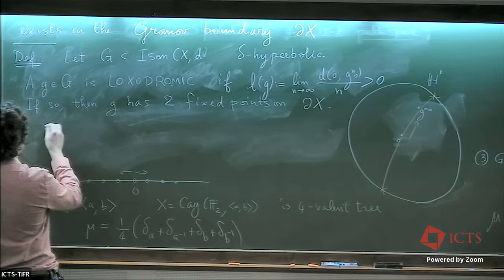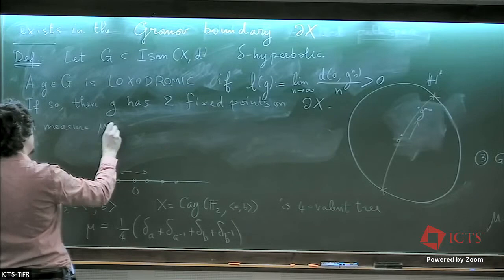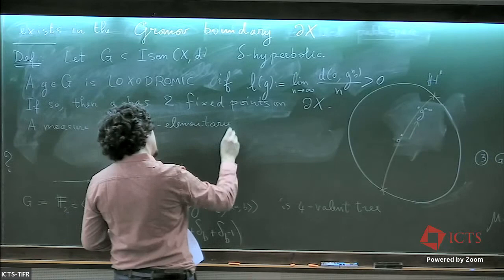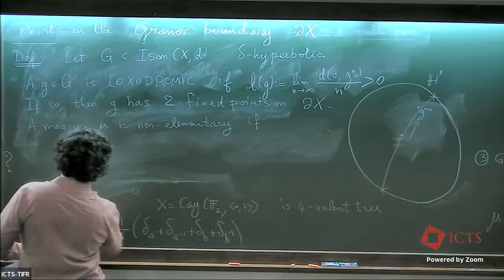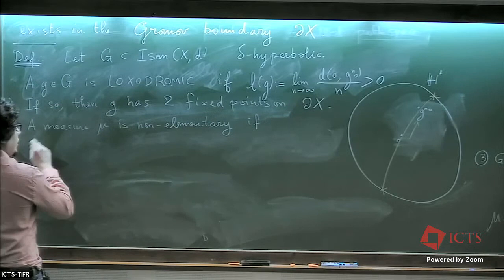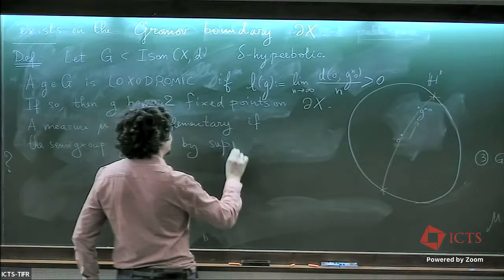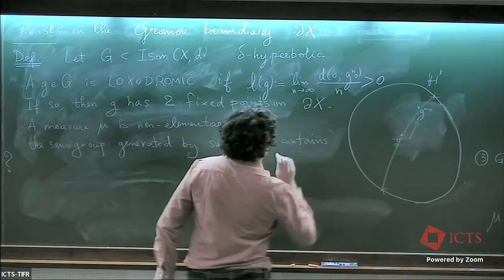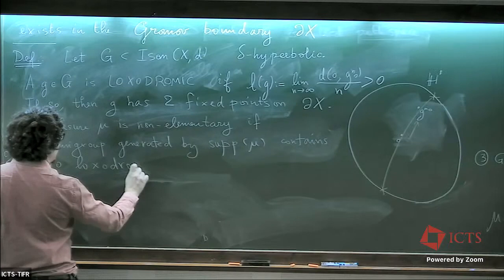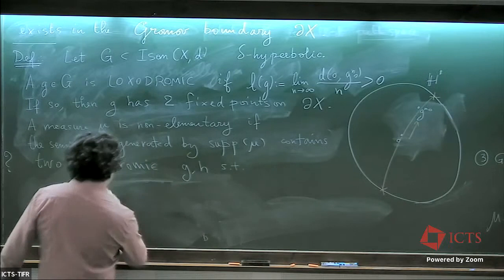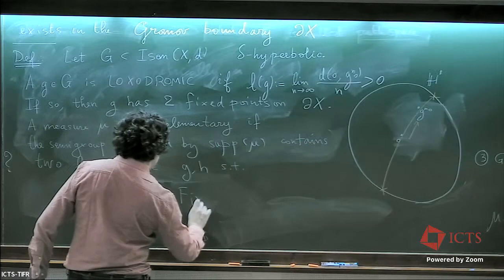And then we say that a measure mu is non-elementary if, yeah, now we have to define the group generated by its support, or even say, if the semigroup generated by the support of mu contains two loxodromic elements which are independent, which means g and h, such that the fixed point sets of g and of h are disjoint.